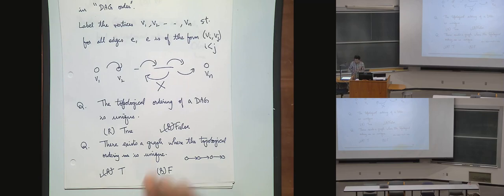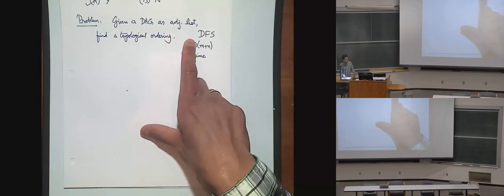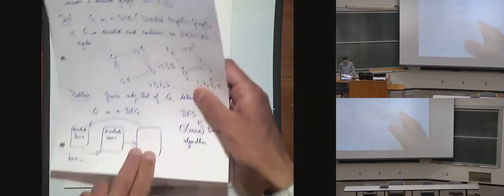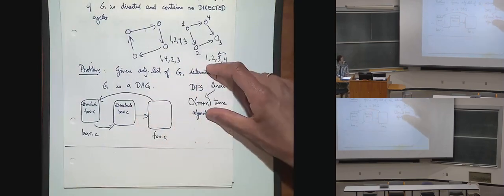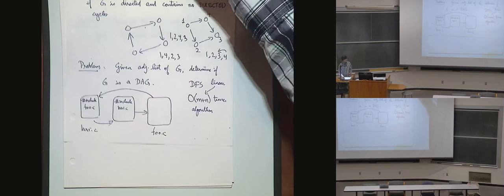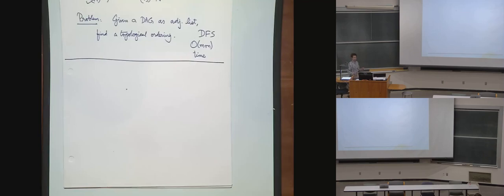So the two questions that we want to ask is, given a DAG as an adjacency list, find a topological ordering, which we can do with DFS. And given the adjacency list of G, determine if G is a DAG. So this is the basic question, and the next one is the more advanced one. And the beauty of DFS is that DFS gives actually a remarkably simple solution to both these problems.